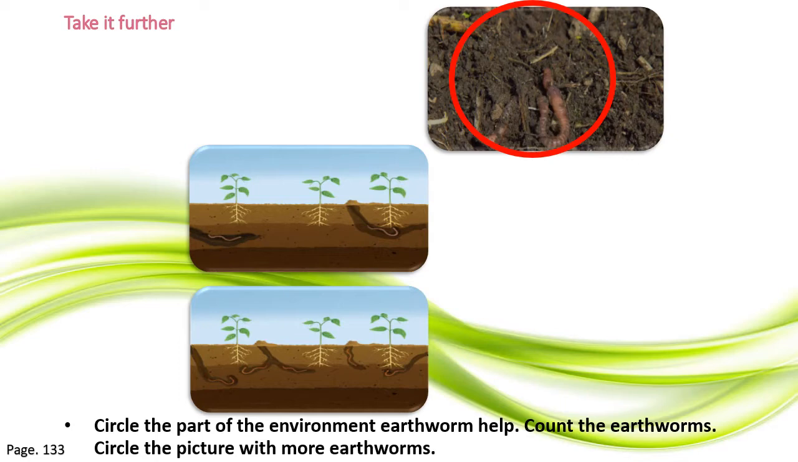Now, for the next question, they are asking us to count the earthworms and circle the picture with more earthworms in it. So what do you think? Well done! We are going to circle the picture below. In this picture, we can see more earthworms in the soil.